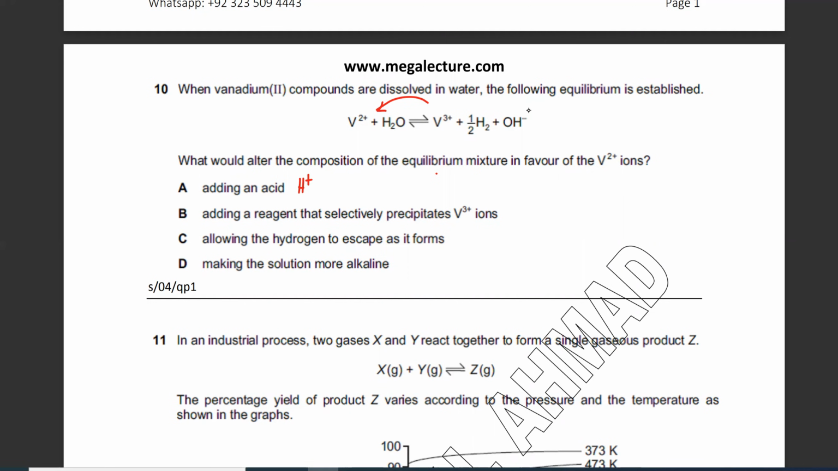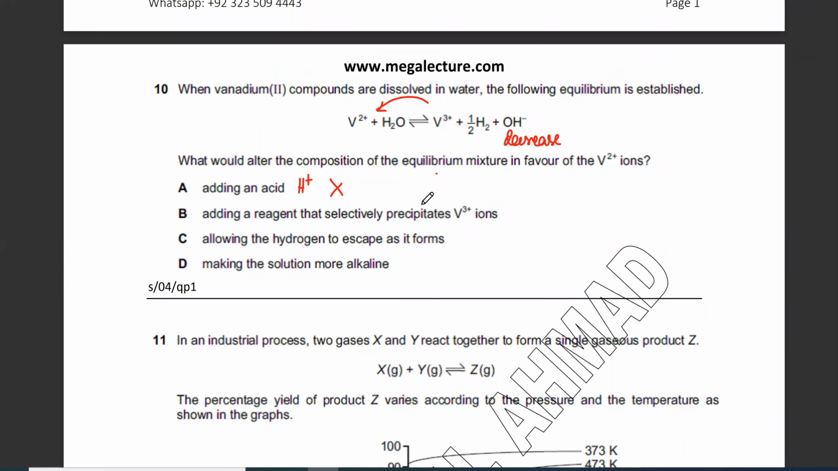So the quantity of OH ions would decrease. And if it decreases, where would the equilibrium shift? Forward or backward? Forward. It's going to try and make more OH ions. It's going to do the opposite. So we don't want it to move forward. We wanted it to move in the backward direction. So the first one is definitely wrong.